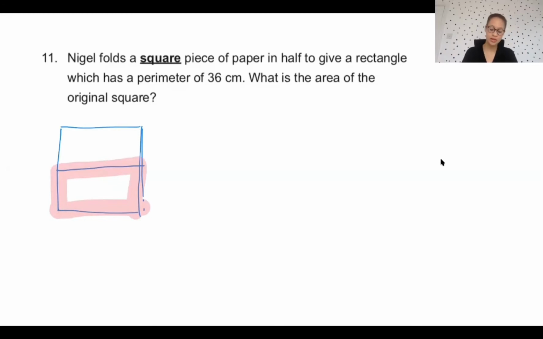If this is made from a square folded in half, and let's call that side A and that side B, what do I know about the ratio of these two sides? Concentrate on the question for me. So if this is a square folded in half, what is the ratio of these two sides? What is the ratio of A to B? It is not 4:1. Remember that this is a square folded in half.